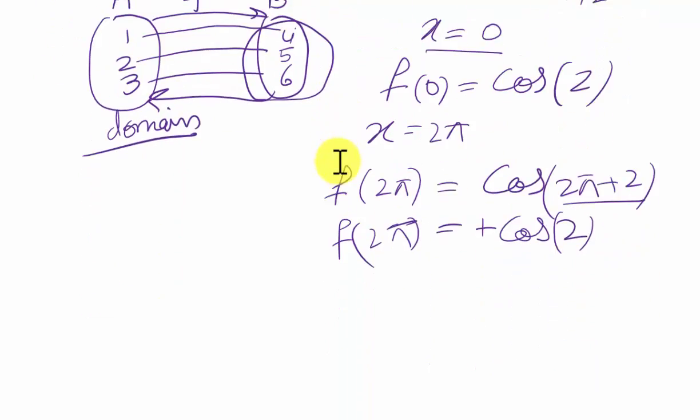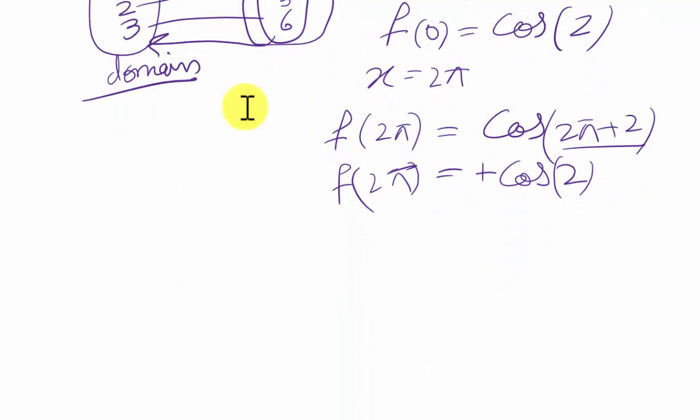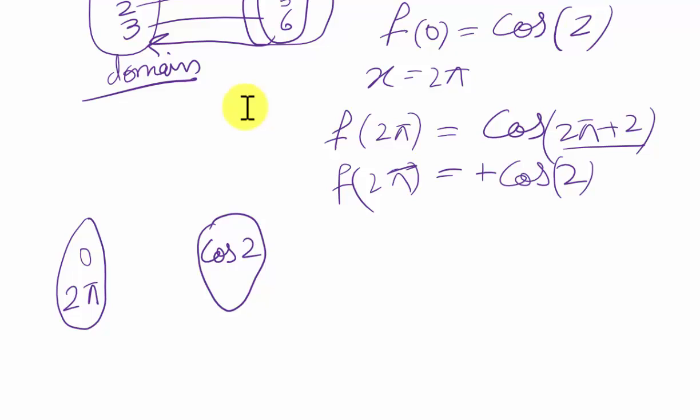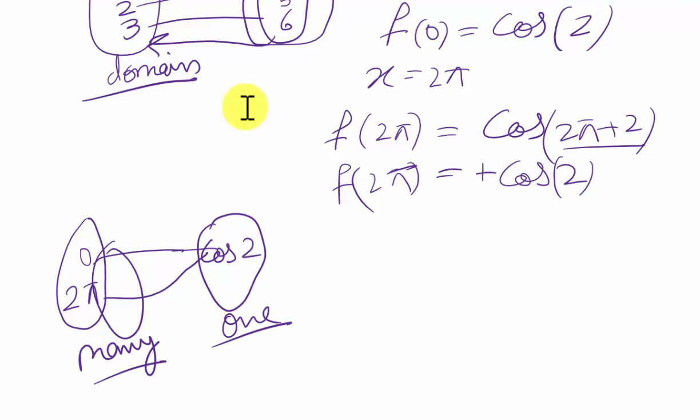So how can we understand this with the diagram? The inputs are 0 and 2 pi, and the output is cos 2. For 0 we have cos 2 as output, and for 2 pi, cos 2 as output. So this function is not one-one. Many inputs have a common output, so it is a many-to-one function.